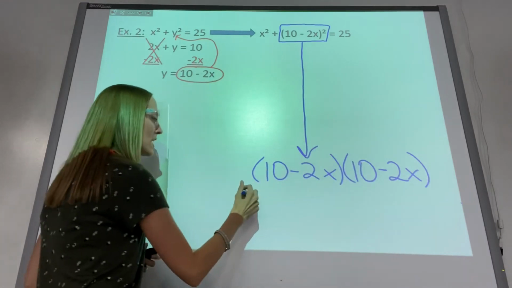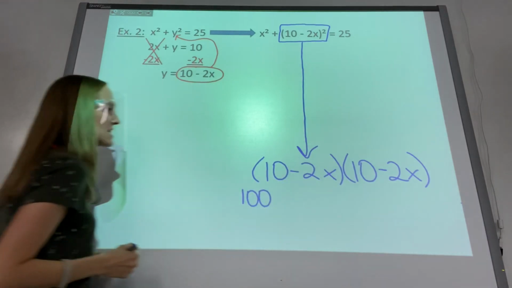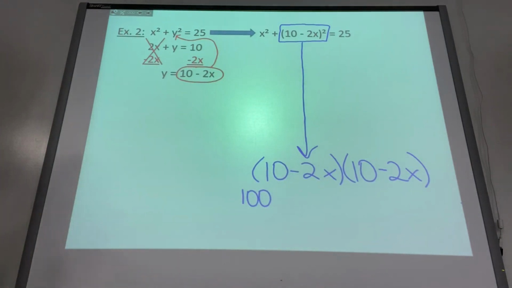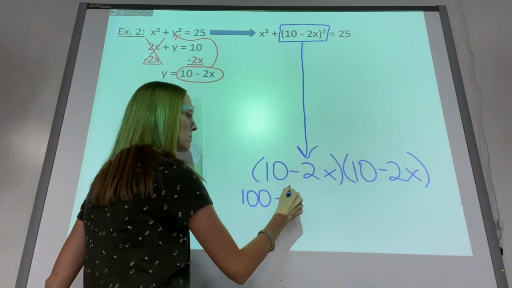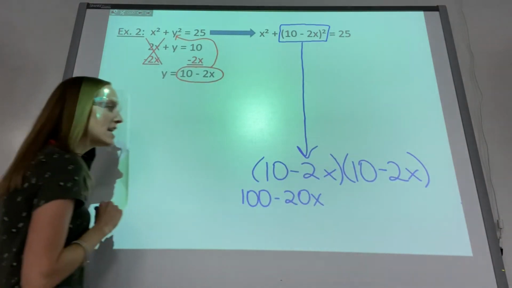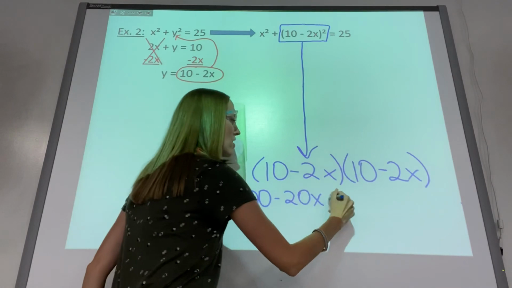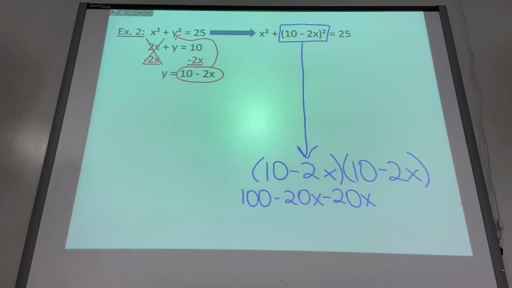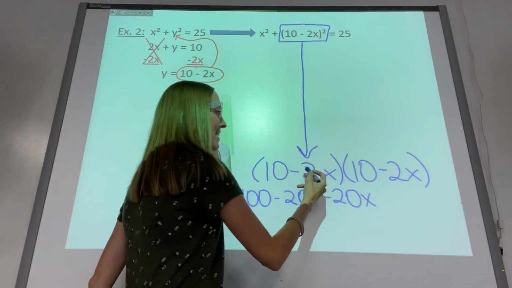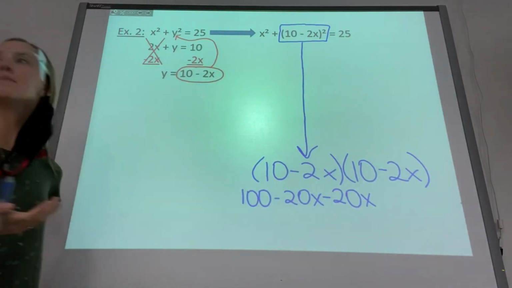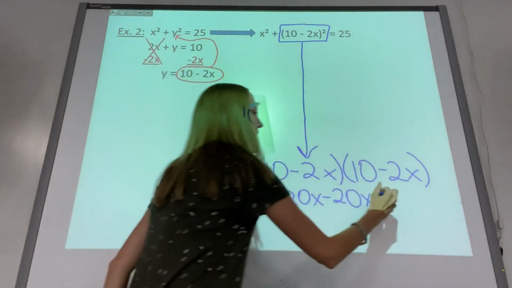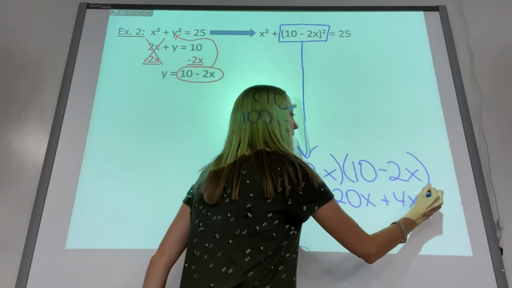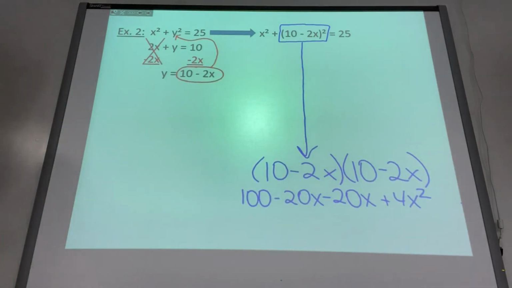First terms, big numbers here. 10 times 10, that'll give you 100. Outer terms, that'll be a -20x. Inner terms, well, another -20x. And then -2x times -2x, that's going to turn into a positive 4x squared.